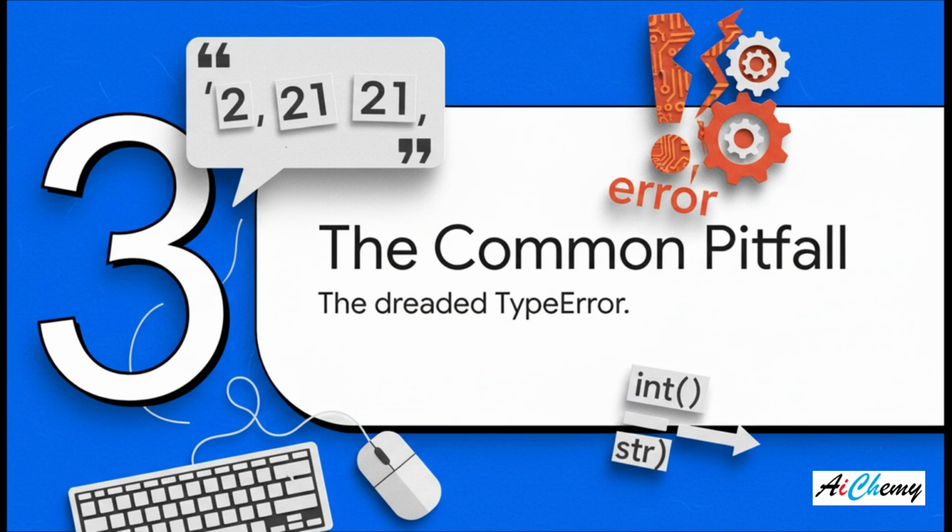Here's the thing you have to burn into your memory. The input function always gives you a string. I'm going to say that again. Always. Even if the user types in the number 21, Python doesn't see the number 21. It sees the text character 2, followed by the text character 1. It's like they wrote it on a piece of paper instead of punching it into a calculator. And this one little fact is the source of like the most common beginner error ever.